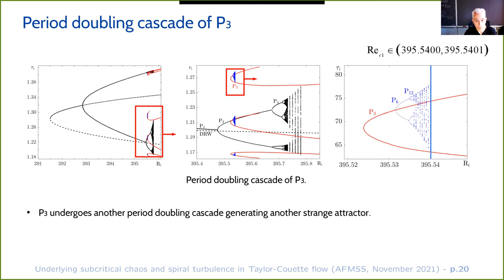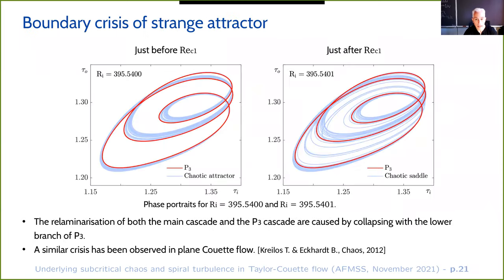In this case, the lower branch of this P3 orbit collapses with the strange attractor that it generates. And this corresponds to another bifurcation scenario that was identified in 2012 by Kreilos and Eckhardt, where the period-doubling cascade generated in plane Couette flow collapsed with the lower branch of one of the original relative periodic orbits.